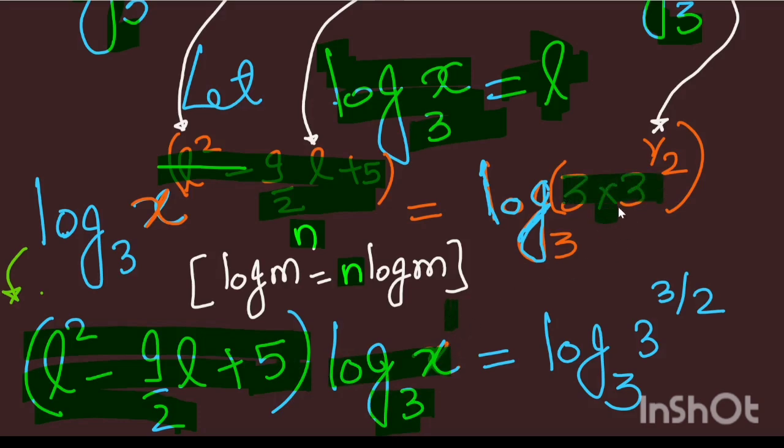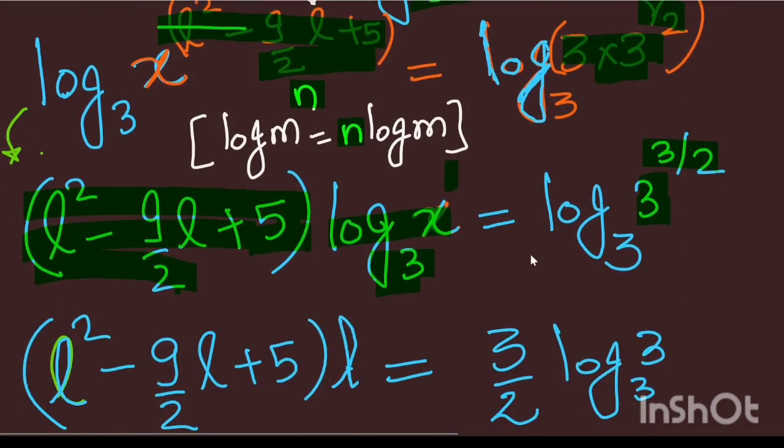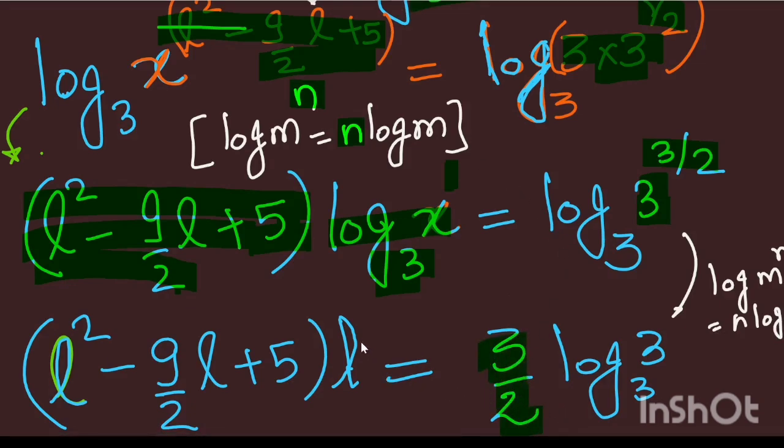Similarly, 3 into 3 to the power half is written as 3 to the power 3 by 2, which again in the next step, by using the same result, log m to the power n is n log m, this 3 by 2 which was in the power will now come in multiplication of log 3 base 3. Here again log 3 base 3, I have written as L.